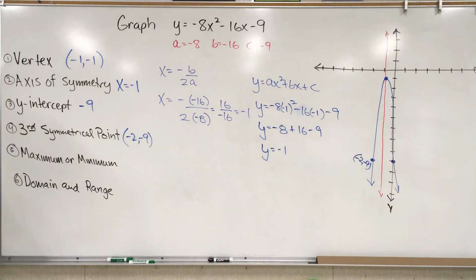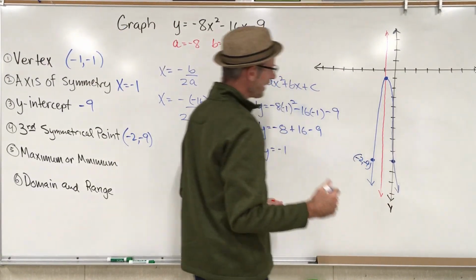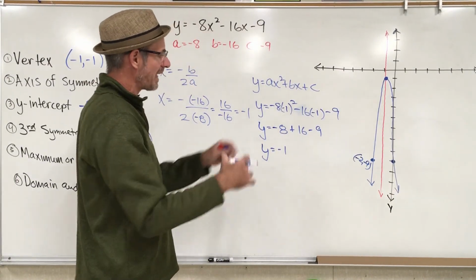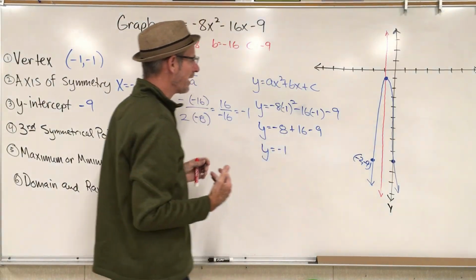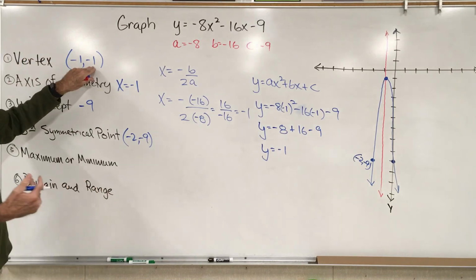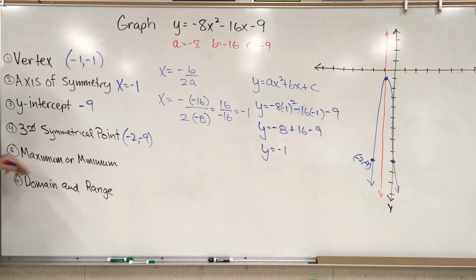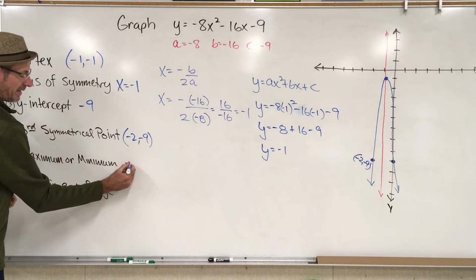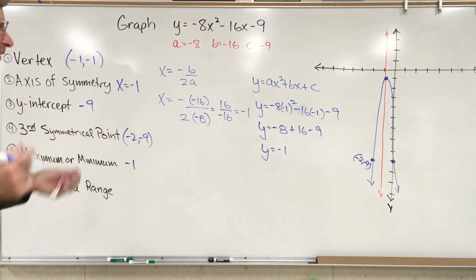Okay, my maximum or minimum value. Since this parabola opens down, it's going to have a maximum value. It's going to have a top where there are no points any higher than that point. And the maximum value always matches the y-coordinate of the vertex. So my maximum is negative 1. There's not going to be any points higher than that.